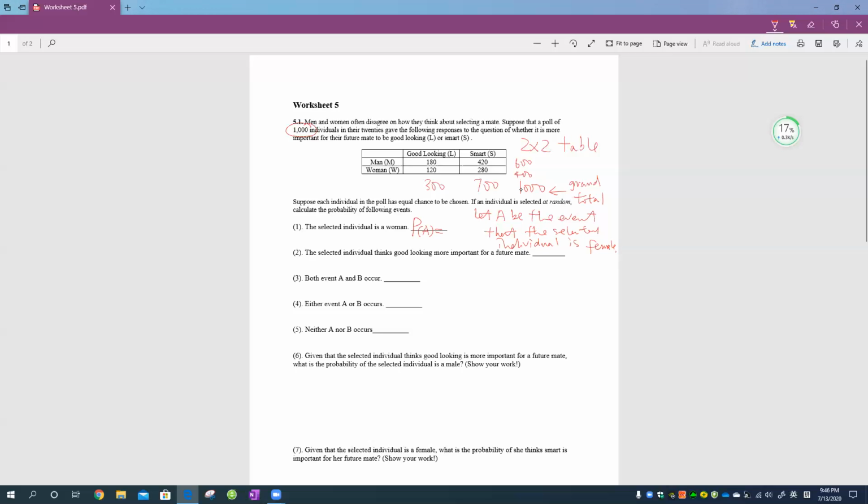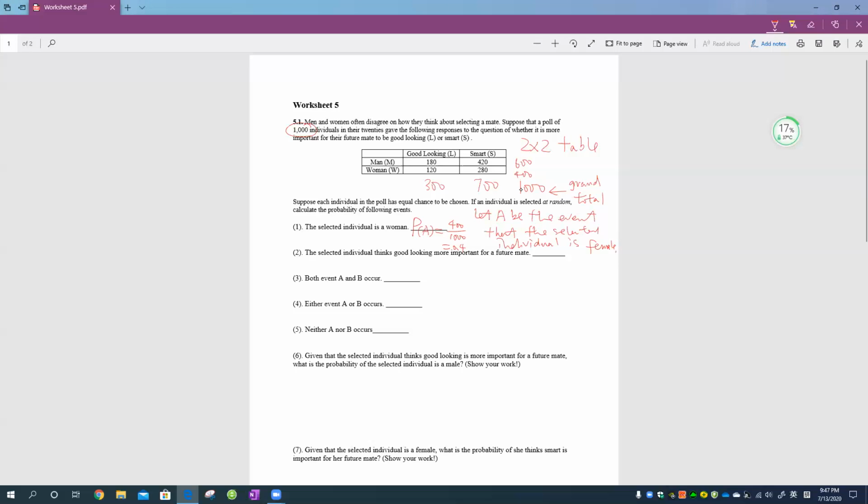So F over N rule, we have the frequencies for female. The total count for female, 400, divided by the total, which is 1,000. So we have 0.4. And now let's look at the second one.